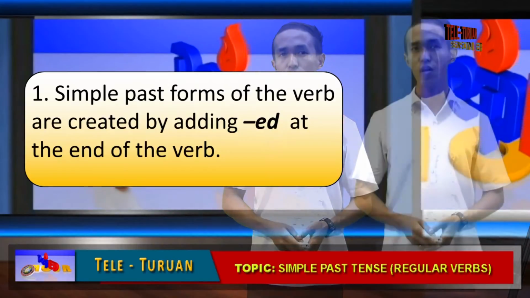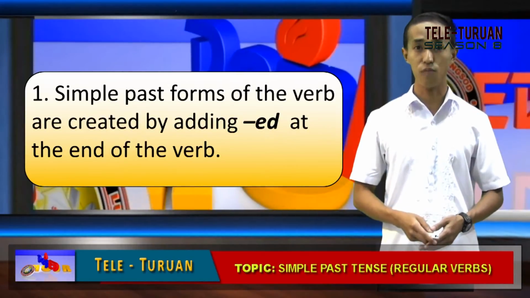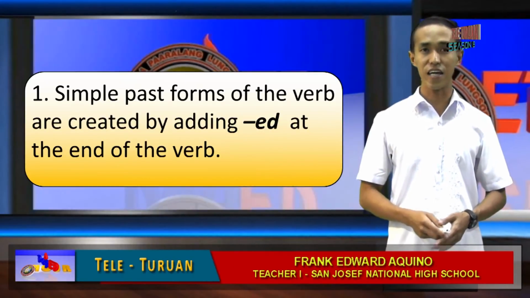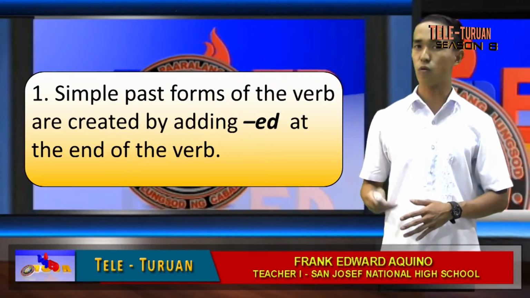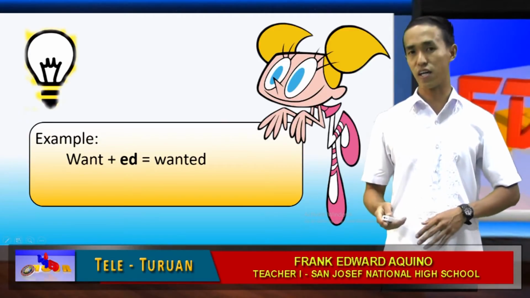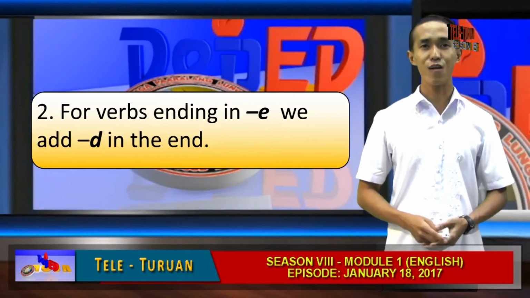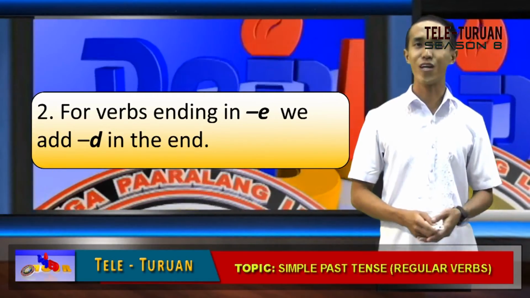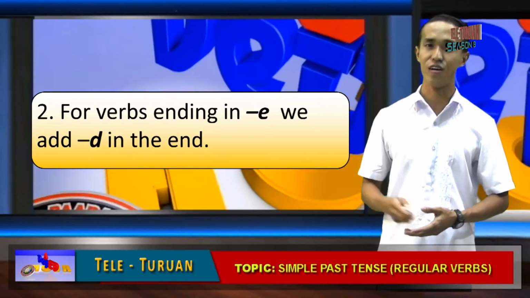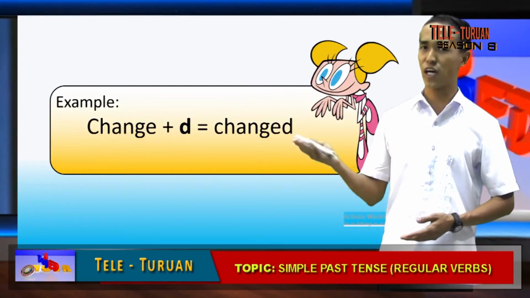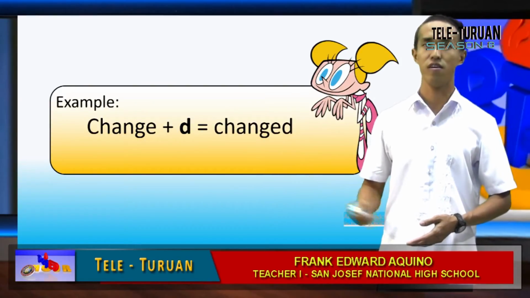Again, simple past forms of the verb are created by adding ed at the end of the verb, like want plus ed equals wanted. Number 2, for verbs ending in e, all we need to do is to add d at the end. Like for example, we have change into changed.